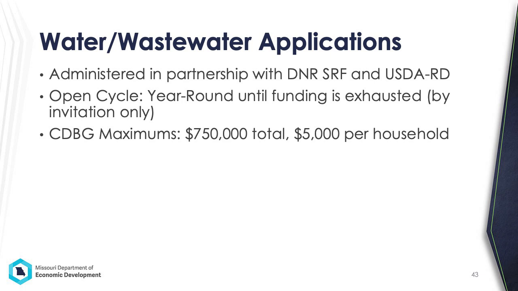We do say year-round, but keep in mind that if the applicant is applying for a competitive grant through DNR as part of the proposed project, the DNR competitive grants are due by March 1st of every year. The CDBG maximum is $750,000 total and $5,000 per household. Under this category, our office may occasionally grant an exception to spend up to $7,500 per household if there are less than 100 families benefiting.